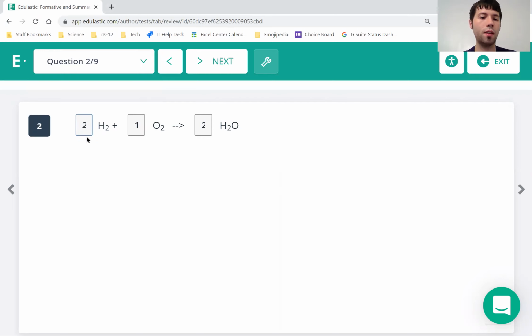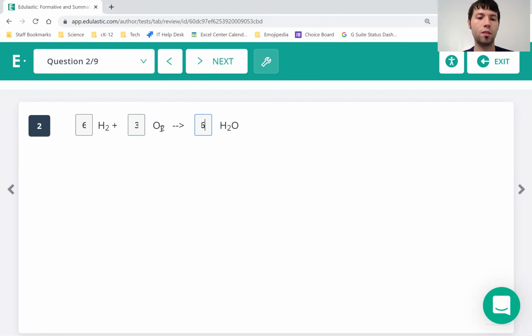So let's say that I was balancing this equation, the formation of water. Let's say I was balancing this and somehow I got these numbers here: 6H2 plus 3O2 yields 6H2O. This is balanced. 6 times 2 is 12 hydrogen, 6 times 2 is 12 hydrogen. So I have 12 hydrogen on each side.